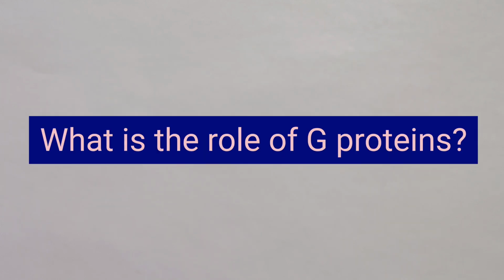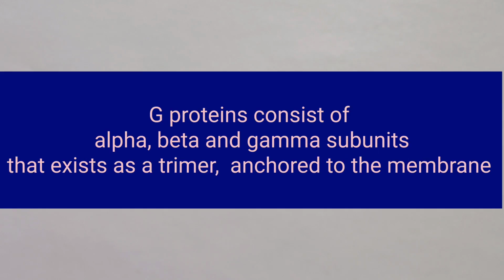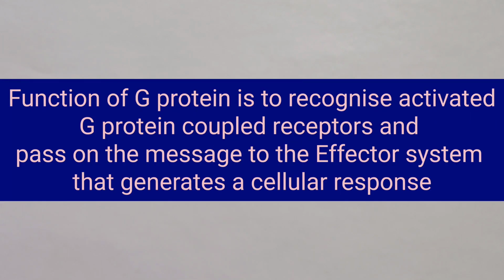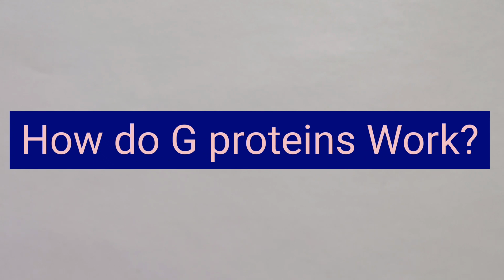So what is the role of G proteins? G proteins comprise a family of membrane resident proteins and consist of alpha, beta and gamma, which exist as a trimer and reside in the membrane. The function is to recognize activated G protein coupled receptors and pass on the message to the effector system that generates a cellular response. So next is, how do G proteins function?